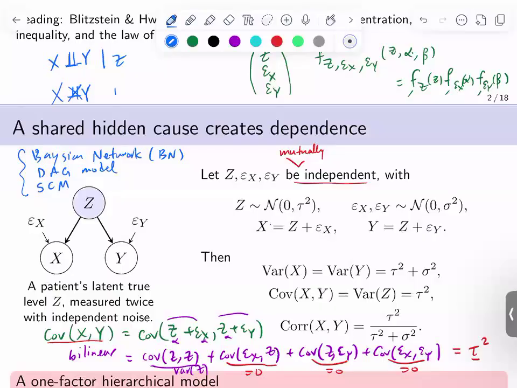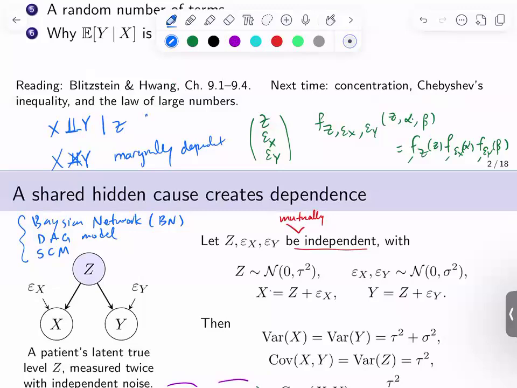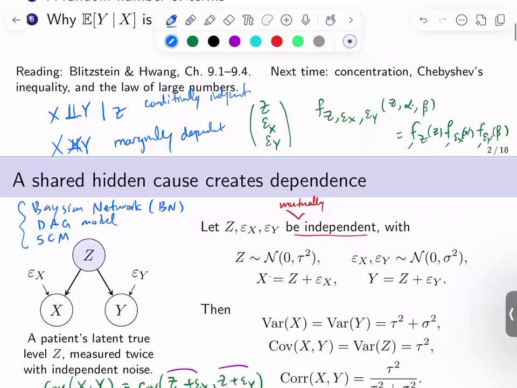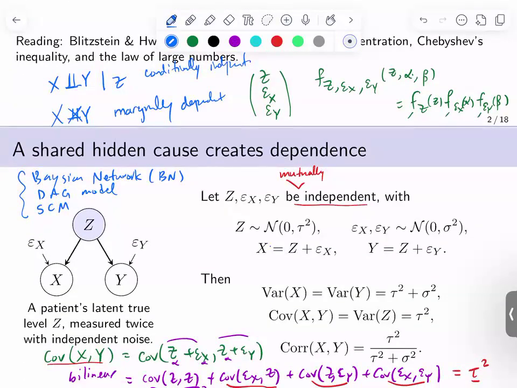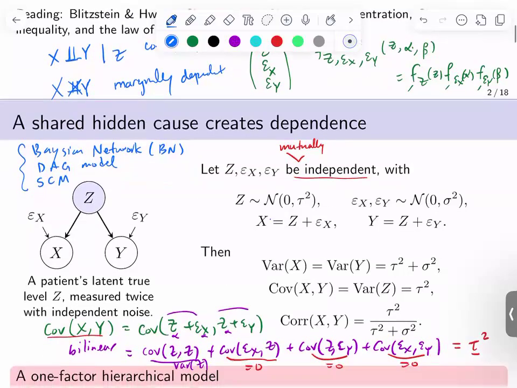Marginally they're dependent. This is what we discussed. So basically the correlation is non-zero, but they're conditionally independent. What it means is that if I look at the conditional distribution, the conditional density of x and y given z, this would factorize into f of x times f of y. I believe we talked about this briefly, maybe.